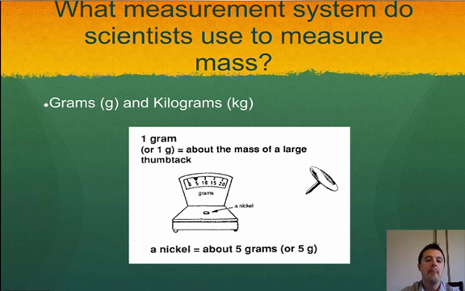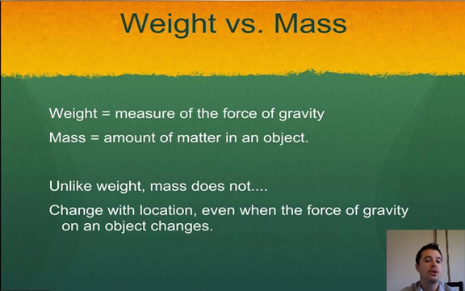So when we look at mass, we use either grams or kilograms. A gram is about the size of a thumbtack. So when you place your thumbtack on your balance, you should be somewhere right around a gram. That gives you that concept. If you have 1,000 thumbtacks, then you have what's called a kilogram. It gives you a little framework or a benchmark.